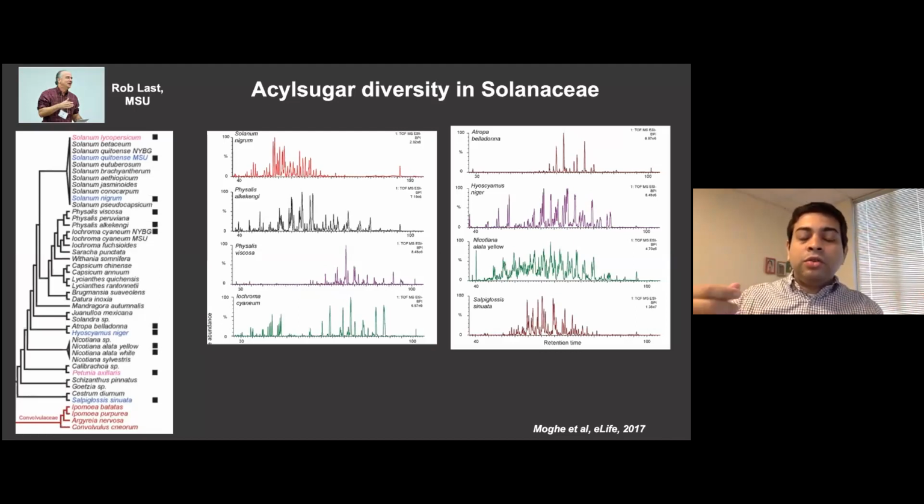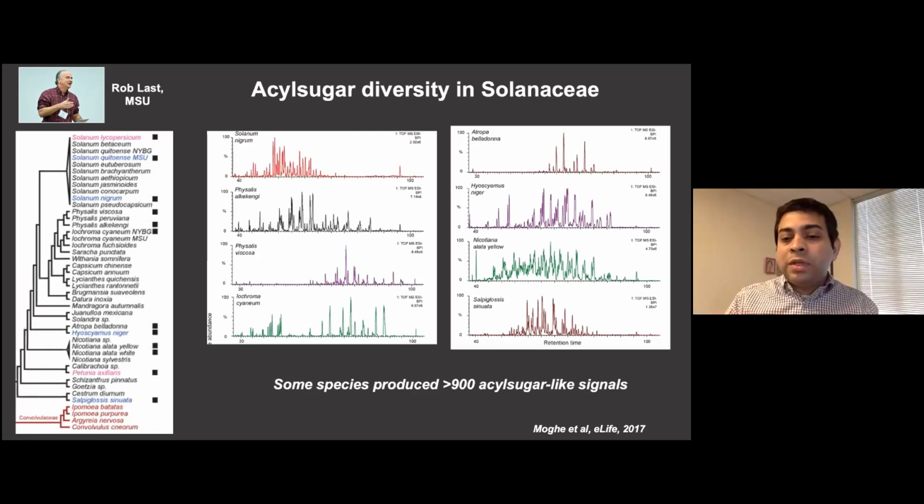So in that case, you basically take a leaf from one of these species, put it in an organic solvent, and extract out all the surface metabolites, not even grinding it. It's just extracting the surface metabolites and running it on an LCMS. So the profiles that we get look like this, and almost all of these are acyl sugars. In some species, we see over 900 different acyl sugar-like signals.